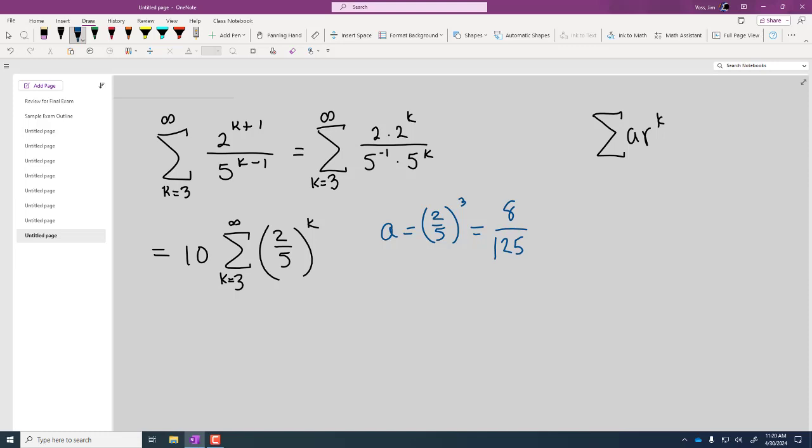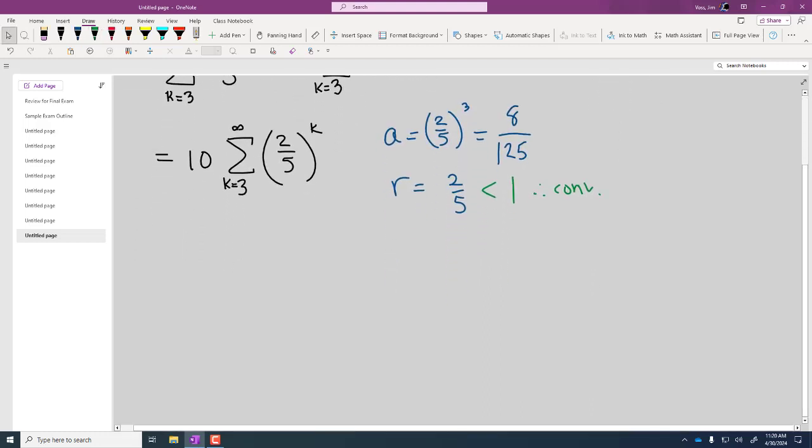What about the R value? 2/5. So does this converge or diverge? This converges because this is less than 1. So the next step, if it converges, we want to find what it converges to. You can do this next step for any series.